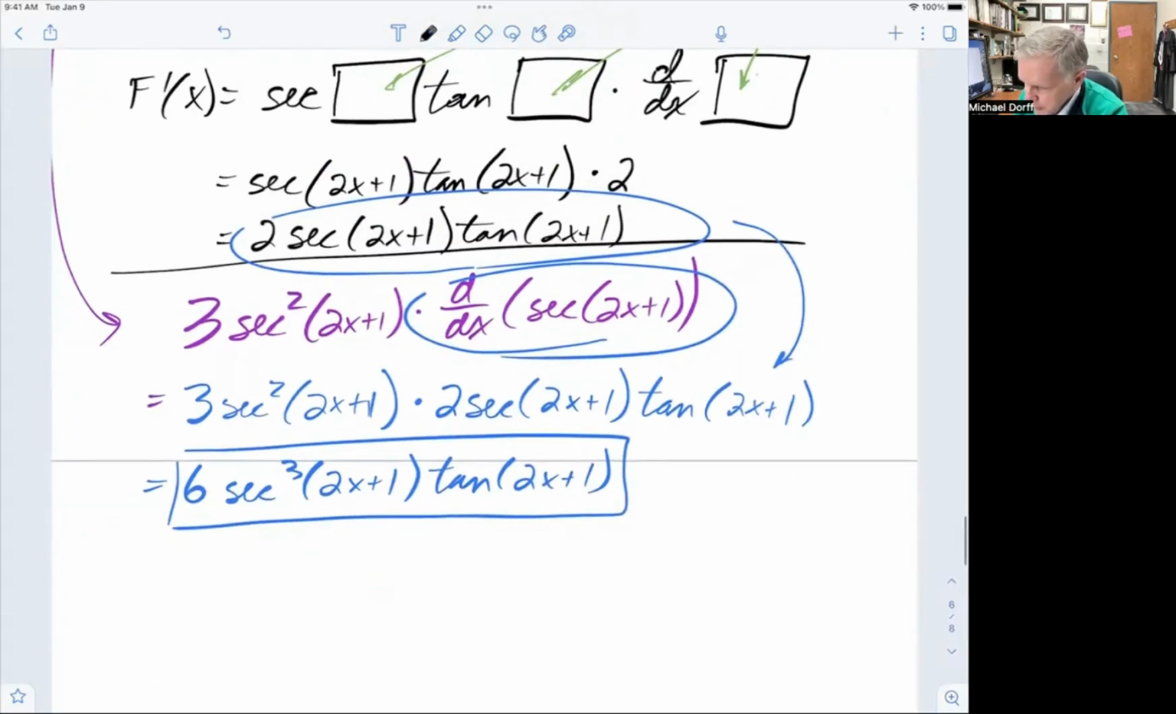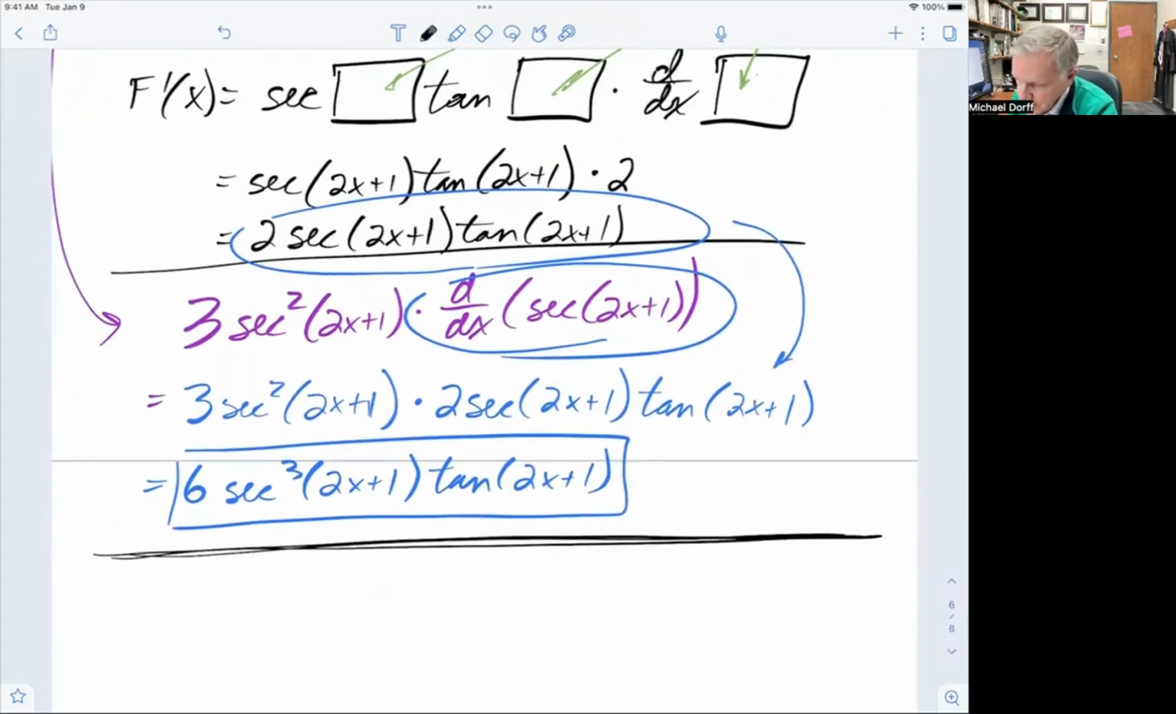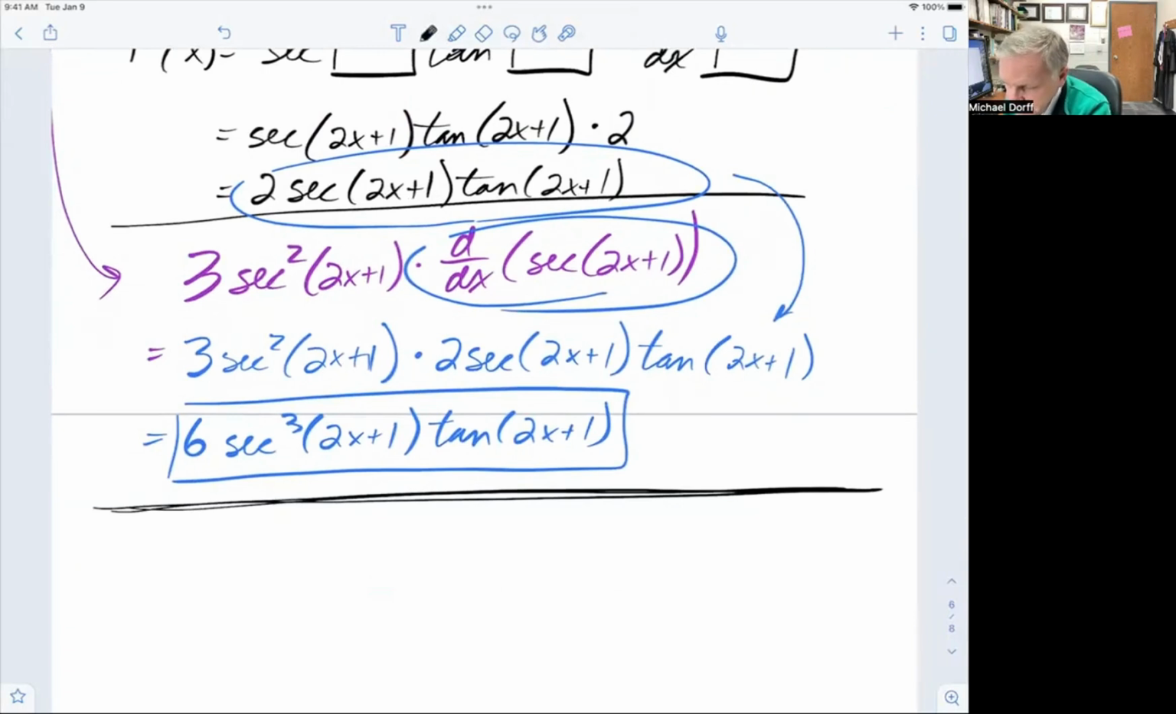Let me show you one example of a different type of problem where you're not necessarily given a function, but you're given values of functions.